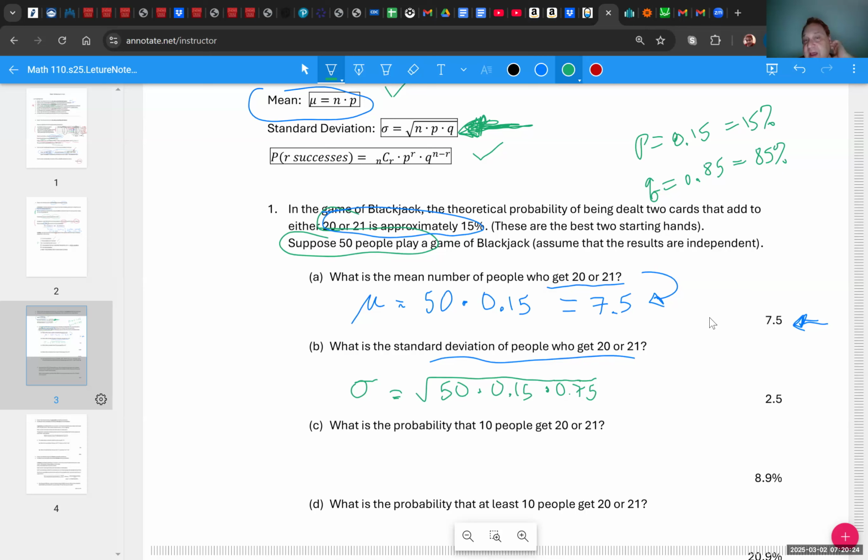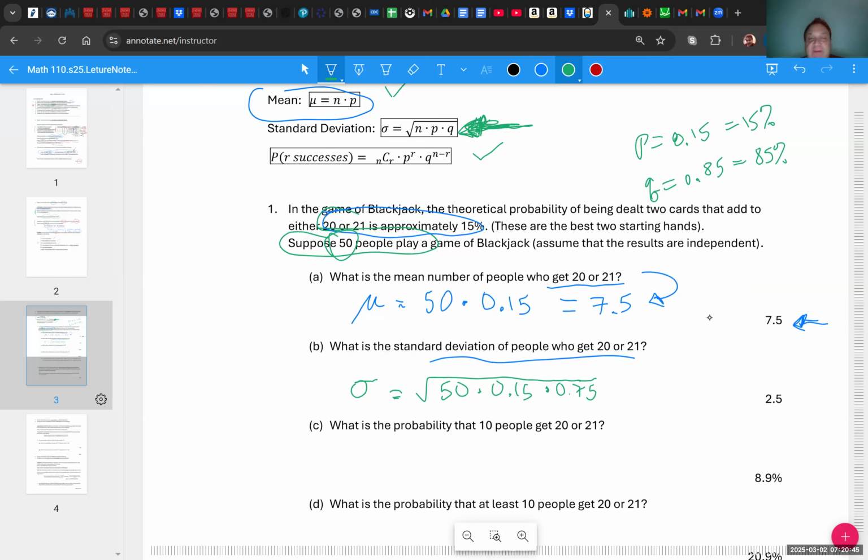So we got 7.5. So we'd expect around 7 or 8 people to get dealt 20 or 21 out of these 30 people. 30 people playing. Scratch that. 50 people playing. 50 people playing. We expect 7 or 8 of them to be dealt this great hand. And 2.5, that is the deviation. That's the spread. We'll talk about that a little bit more.